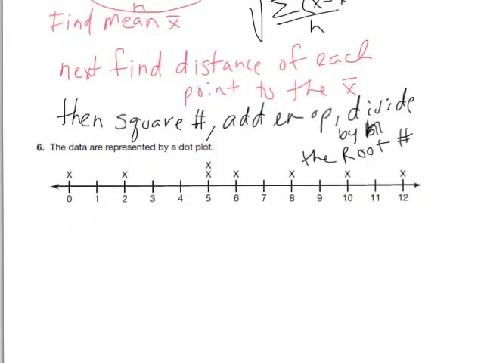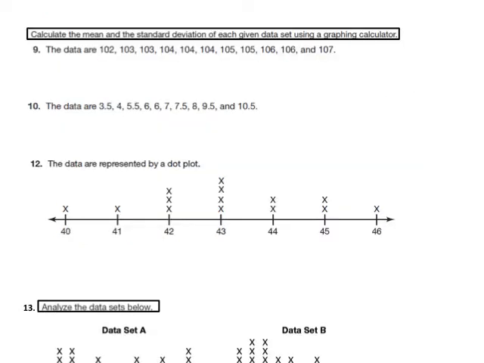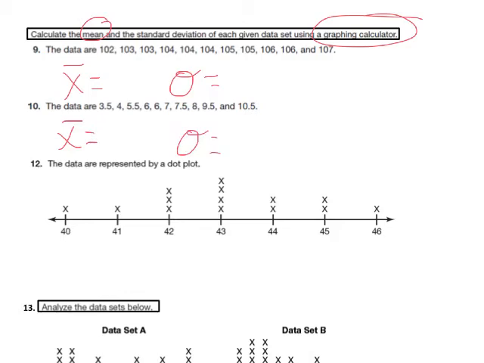All right, next, number 6, the data represented by the dot plot. Same thing, same as number 5. Next page. This one you could actually use your calculator, so this should be quick. Figure out the mean and the standard deviation. Same for that one. Make a prediction. Same for this one.